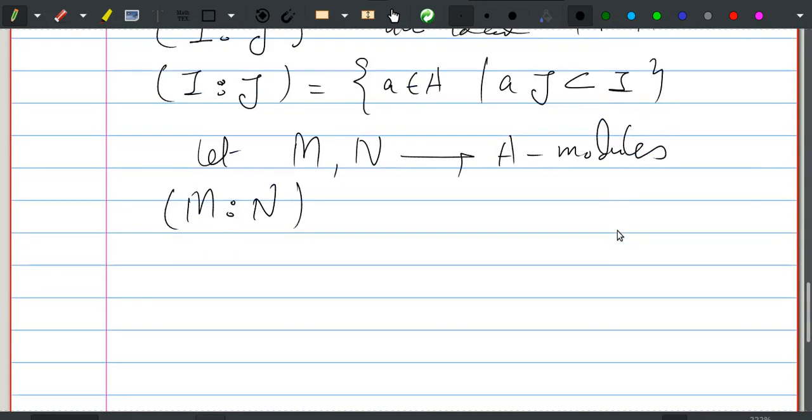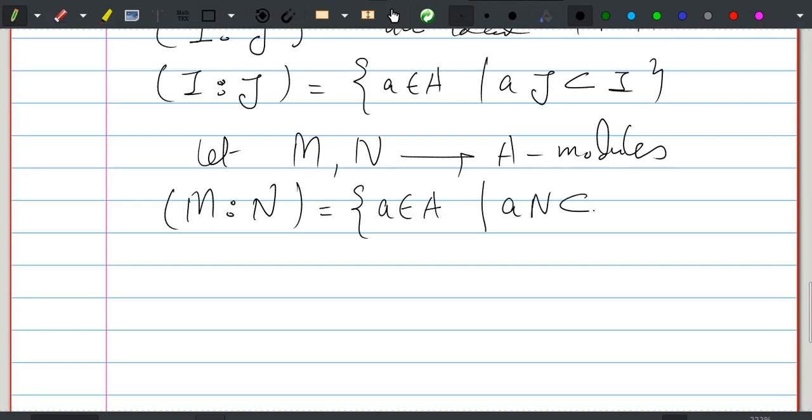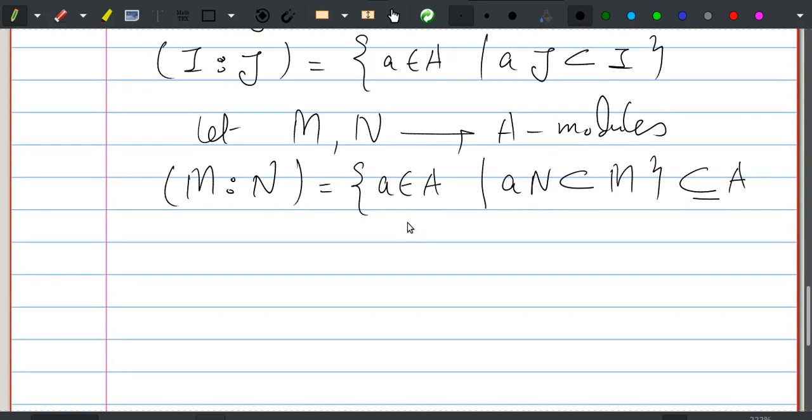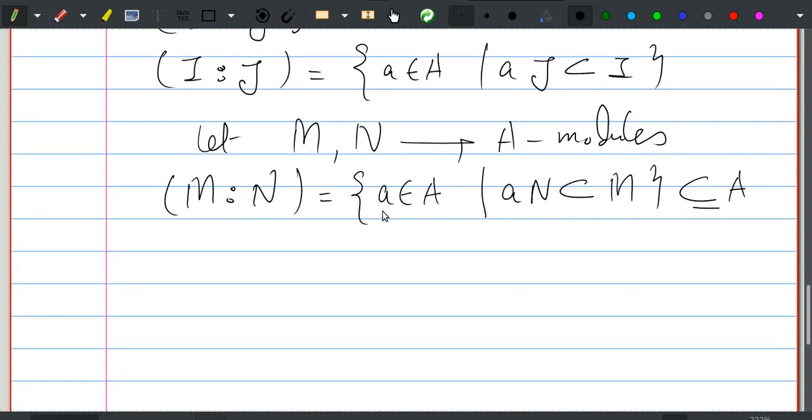So if we define this set to be all those elements a in A such that aN is contained in M. Now note that this is actually a subset of A. Now it is natural to ask whether this is an ideal of A or not. So indeed this is an ideal in A, because one can look over here. So this set contains 0, because 0, which is equal to 0 times n, is contained in M. So this 0 is an element of M.